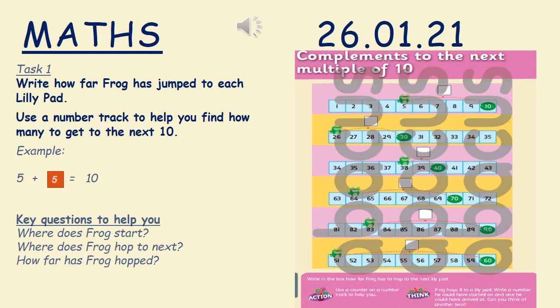Now the key questions you need to ask yourself are, where does frog start from? Where does frog hop to next? And how far has frog hopped? Okay.